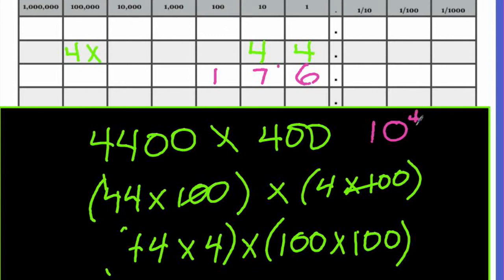Because if I multiplied 100 times 100, how many zeros would I end up with? 4. And when you do 10 to the power of 4, you're saying that's 10 times 10 times 10, 4 times, and then you would have 4 zeros.